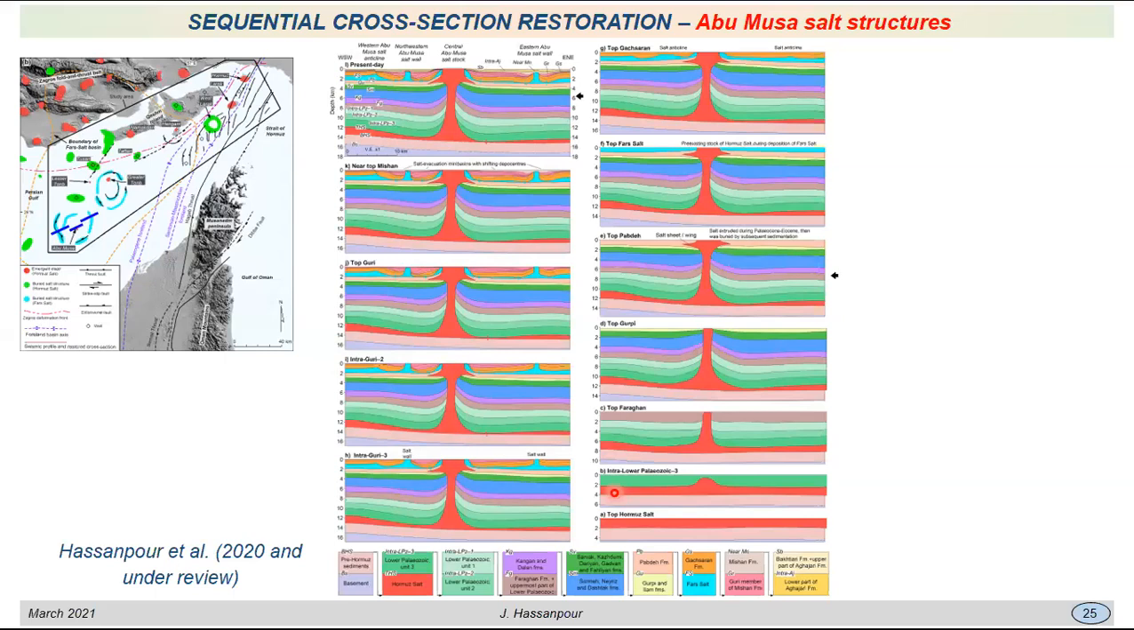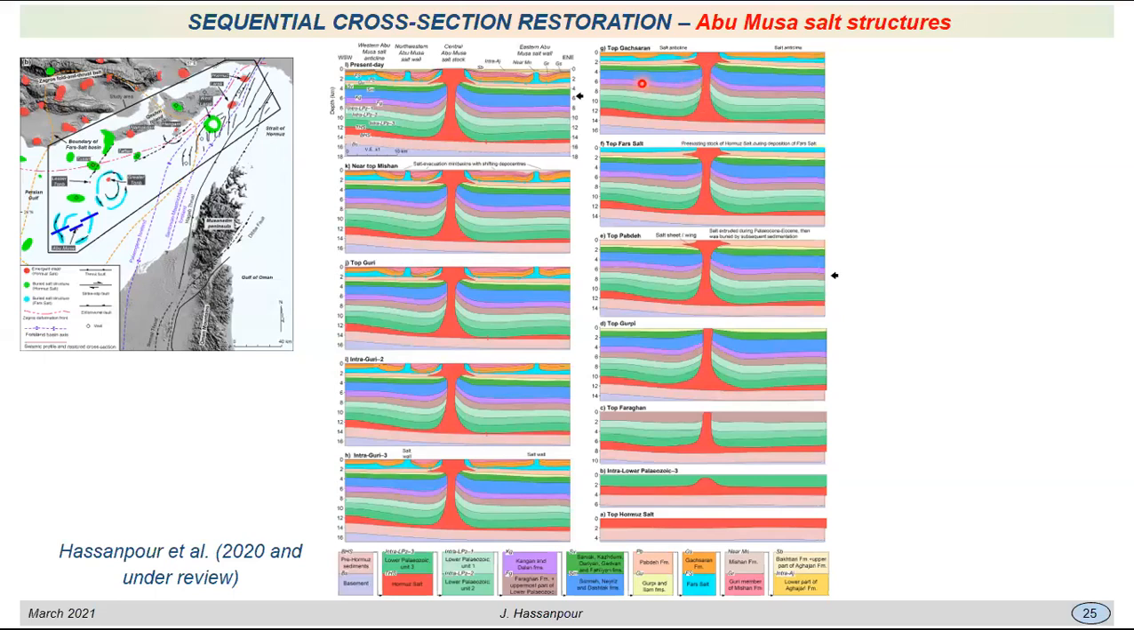And now I'm going to show a few examples of the cross-sections that we have restored across these structures inside and outside the Fars Salt basin. The first one is a cross-section across the Abu Musa salt structure, which is here. So according to the restored cross-section, the earlier history of diapirism is associated with the rise of Hormuz salt in passive diapirism manner during the Paleozoic and Mesozoic, followed by extrusion of evaporites in the Paleogene. And then we have got the deposition of the Fars Salt and its flow since early Miocene.